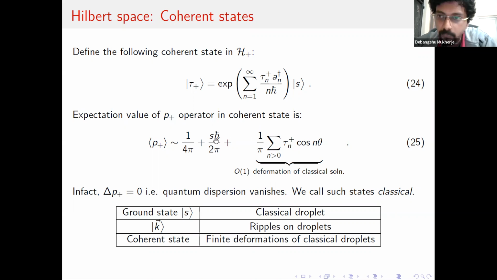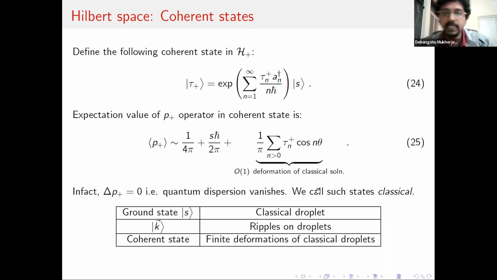Recall that we defined ripples which were proportional to H cut, and which were essentially these K states. Now these coherent states that we defined essentially capture this sort of finite size deformation to an already classical solution. However, what you can show is that the quantum dispersion for these states tau plus with respect to the operator P plus in fact vanishes. So in this sense, you can call these states classical.